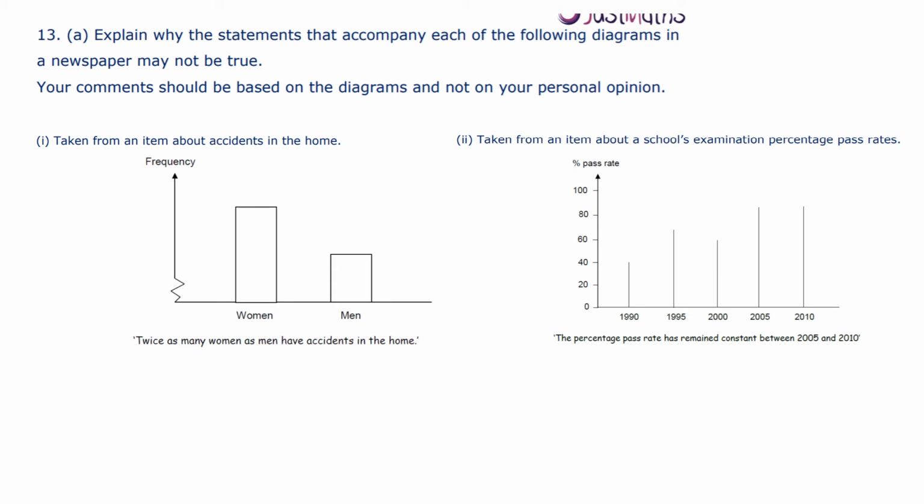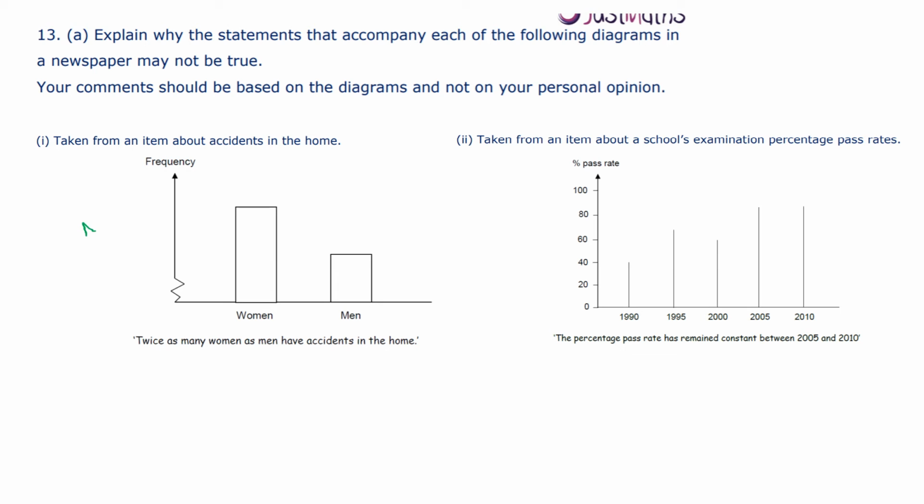So here's another question, and it says, explain why the statements that accompany each of the following diagrams in a newspaper may not be true. Your comments should be based on the diagrams and not your personal opinion. So if we have a look at this first diagram, it says twice as many women as men have accidents in the home. Now we can see on the bars that the bar for women does actually look twice as big as the bar for men. It's twice as high.